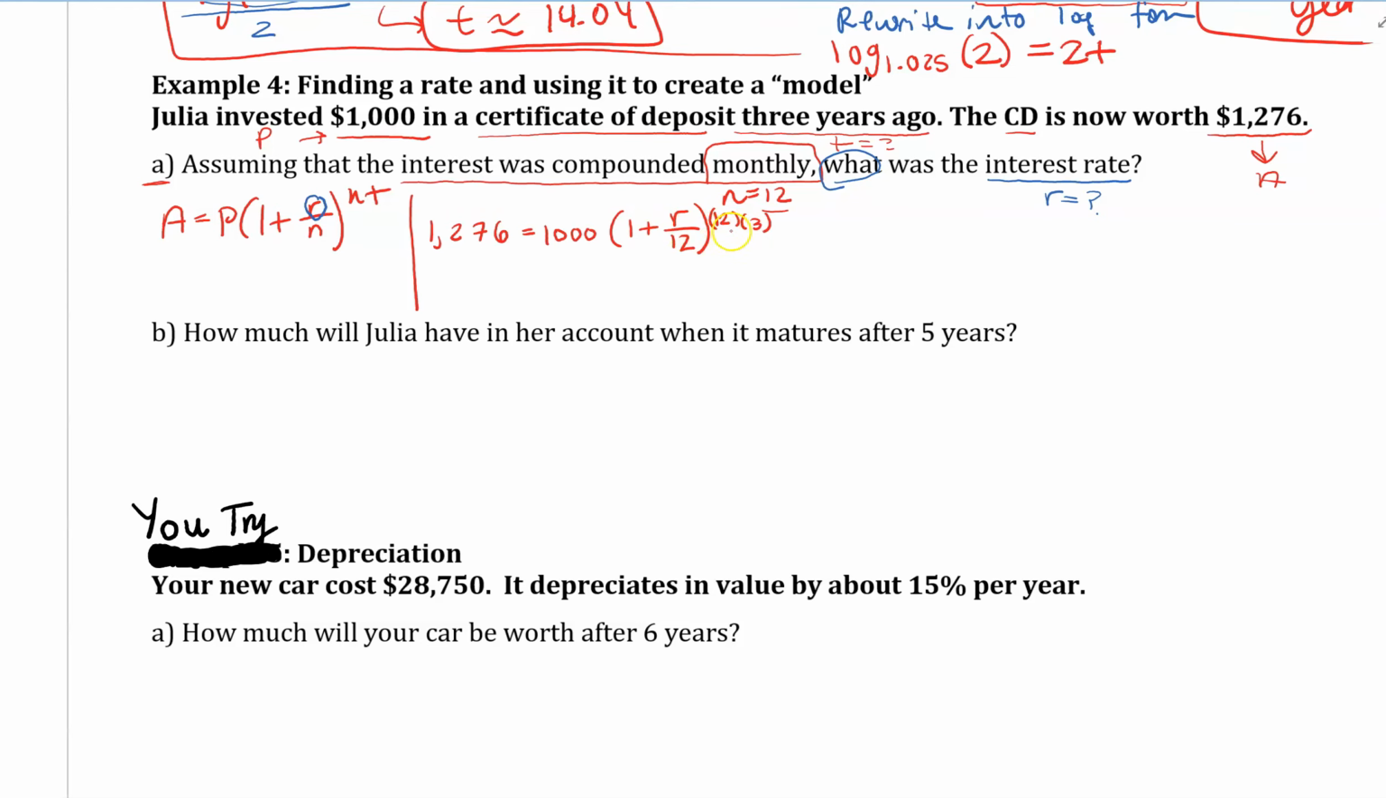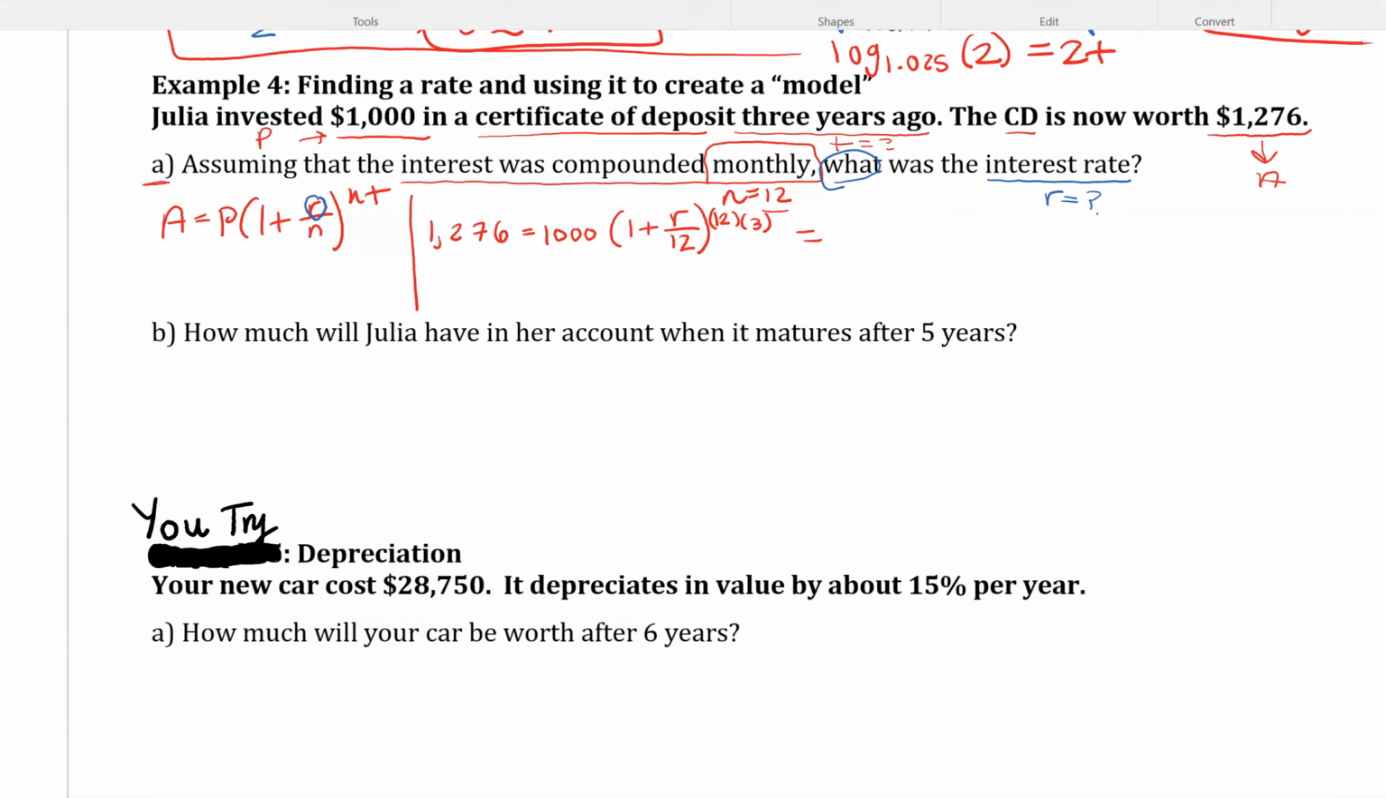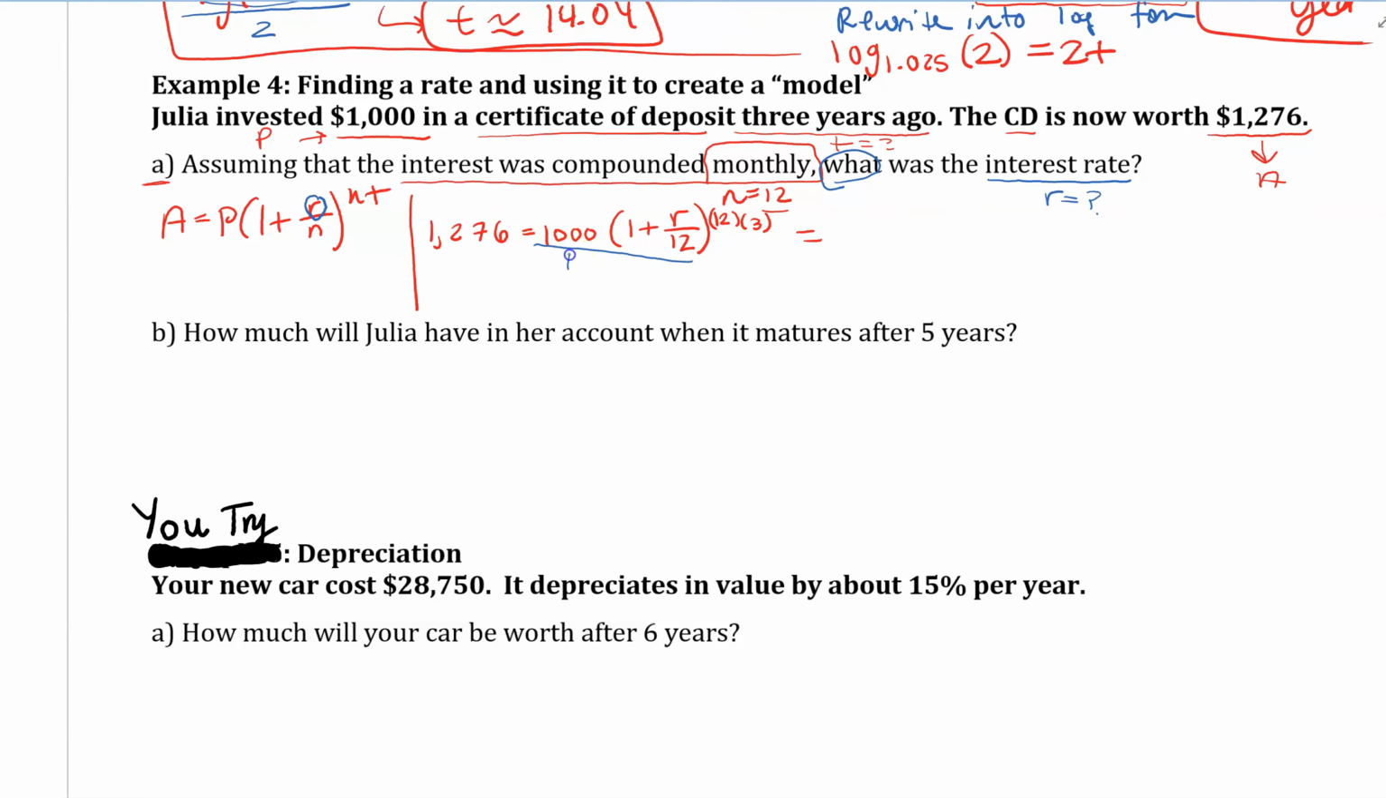So all of this is being raised to the power of 36. So I think what I'll do first is I'll go ahead and divide both sides by 1,000. So that becomes 1.276 is equal to 1 plus R over 12 to the power of 36. Okay, so the variable that I'm trying to solve for, which is R, is inside of this parentheses, which is being raised to a power of 36. So what I'm going to have to do to solve for R is cancel out that power of 36.